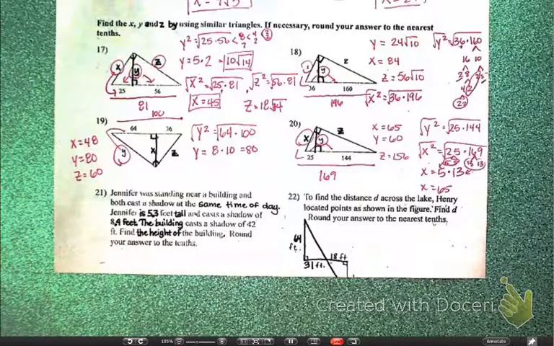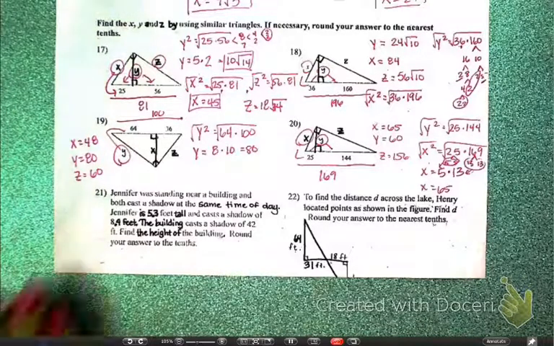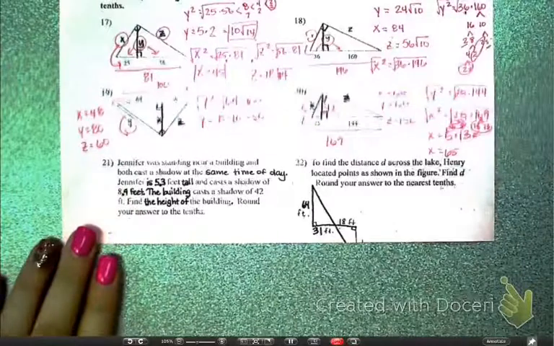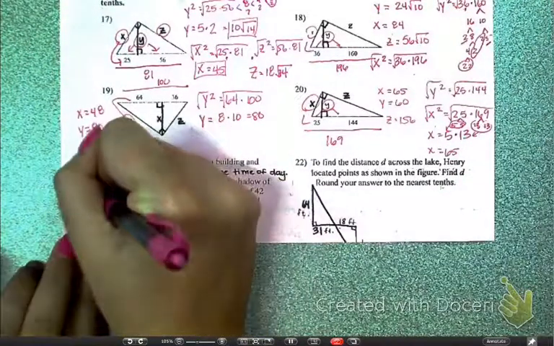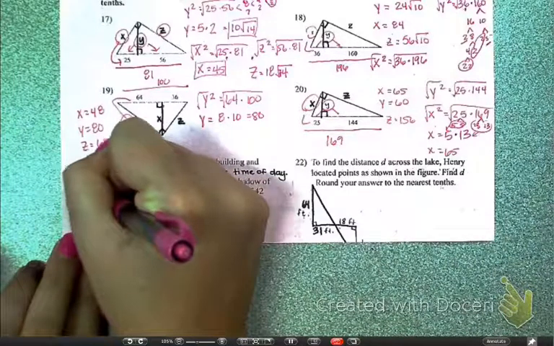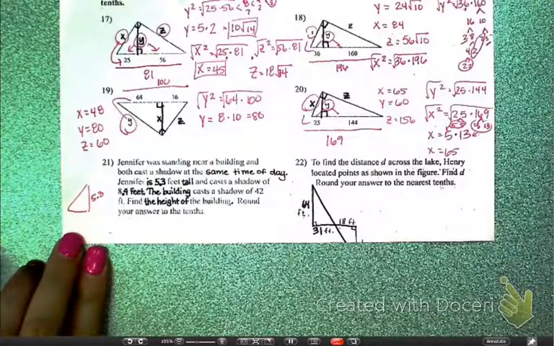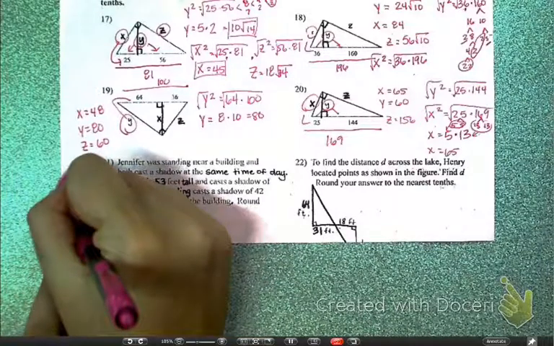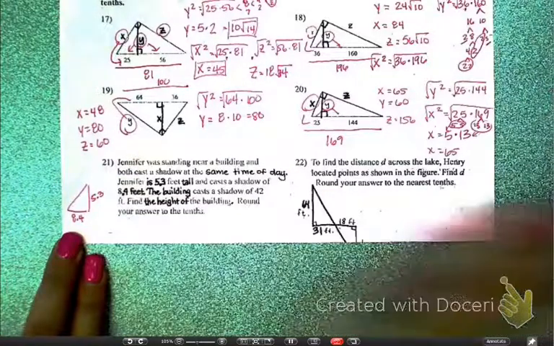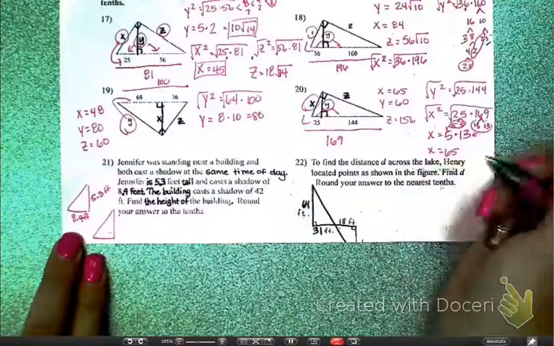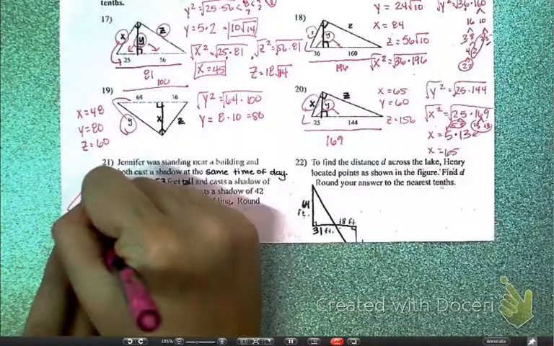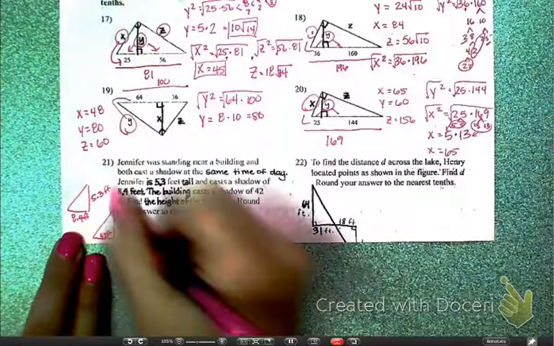Questions on those? Okay. Last two. So Jennifer was standing near a building and both cast a shadow at the same time of day. Jennifer is 5.3 feet tall and casts a shadow of 8.4 feet. The building casts a shadow of 42 feet. Find the height of the building.